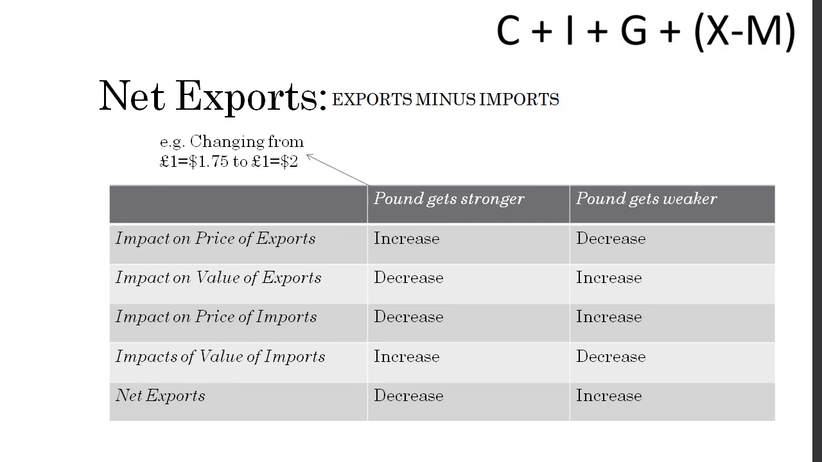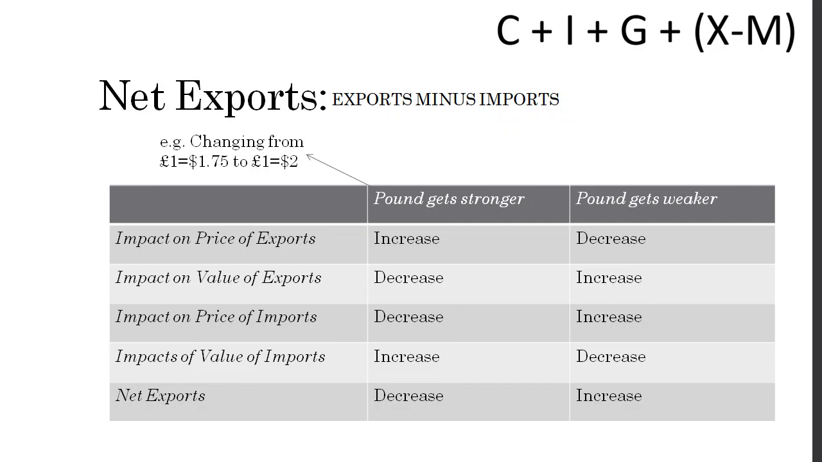Now we've seen that the value of exports has decreased and the value of imports has increased. Putting this back into the formula, if X has decreased and M has increased, then on the whole, the impact on net exports is that it has decreased when the pound gets stronger.